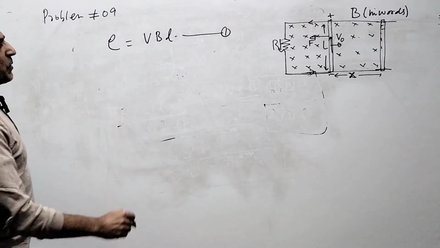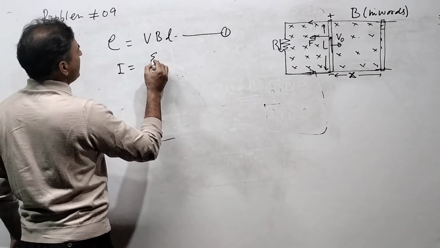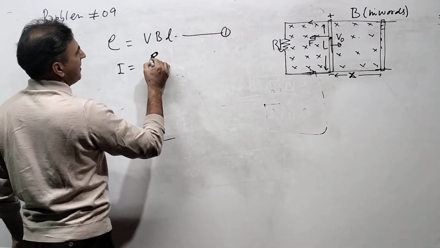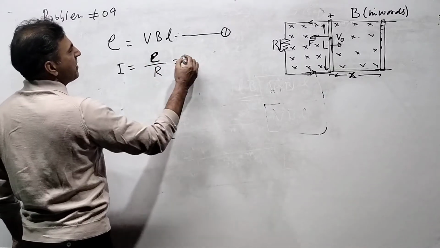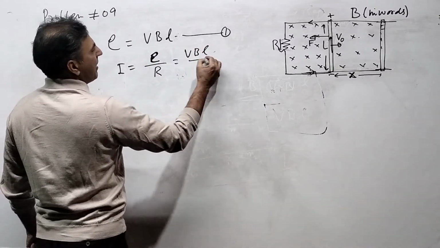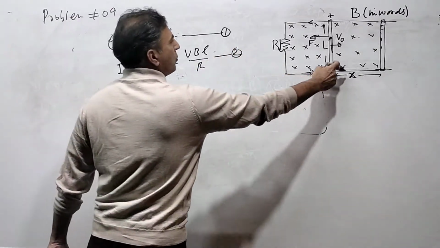How much current will it produce in the external resistance? That current will be simply the induced EMF divided by R, that is E by R. Induced EMF by resistance, so it is V B L by R. Equation number two. So this current flows also through this rod.